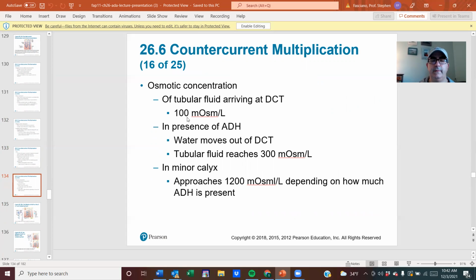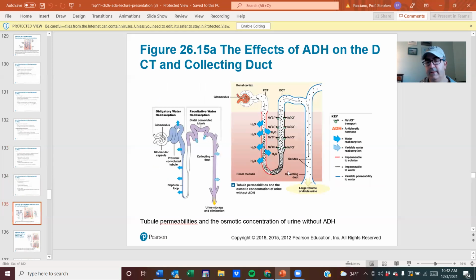So in the presence of ADH, water is moving out of the distal collecting duct. The tubular fluid reaches about 300 milliosmolars per liter. And then in the minor calyx, it approaches 1200, depending on how much ADH is present. So you end up with this big difference between the osmolarity here and the osmolarity down here.